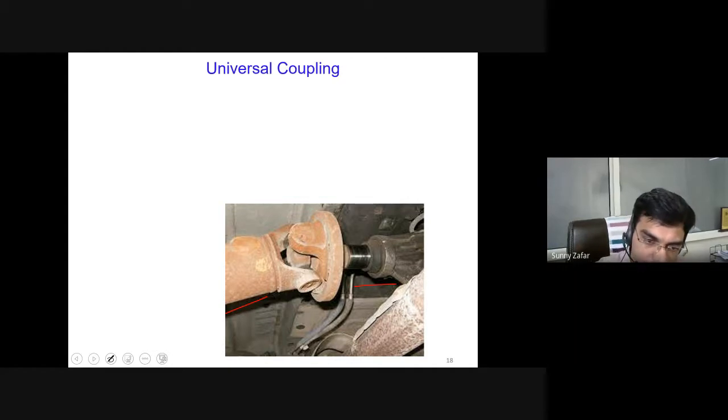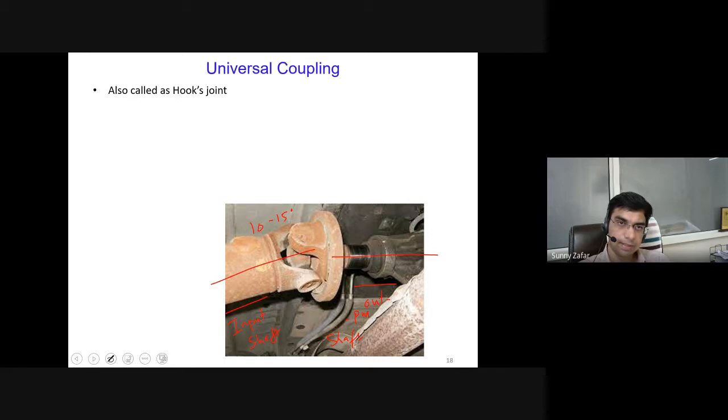So here this is the input shaft, and here it is the output shaft. You can see the angle at which these two shafts are placed. It is a larger angle, say 10 to 15 degrees of misalignment. So universal coupling generally gives this type of flexibility.